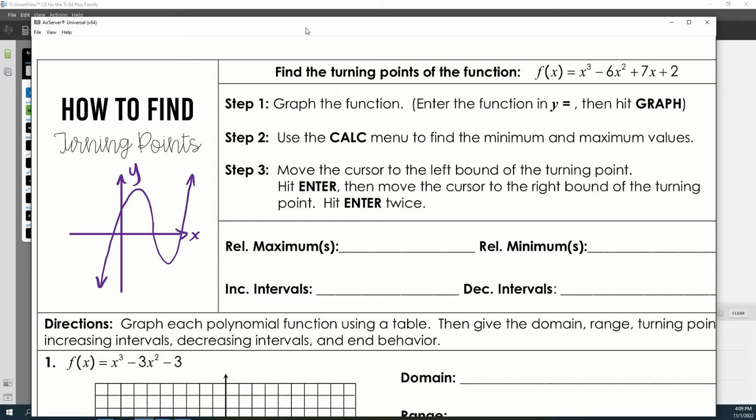Okay. Then we're going to use the calc menu to find the maximum and the minimum. They didn't really give a lot of directions on that, but we'll write them in. So you're going to hit second, and then you're going to hit the trace button, because above that it says calc. When you do that, you get several options. One of the words will be minimum, one will be maximum. If you're looking for a maximum, you choose that one. If you're looking for a minimum, you choose that one.